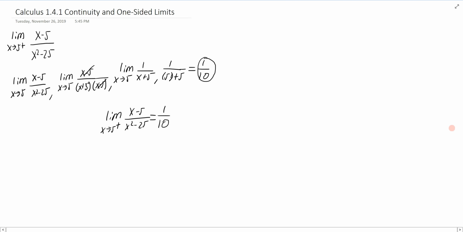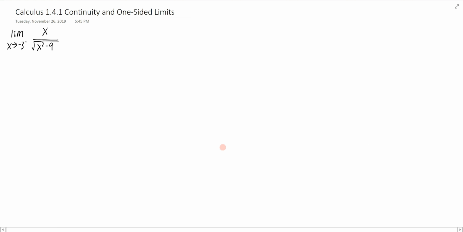Alright, so here we go with our next example. We're dealing with the limit as x goes to -3 from the left of x over the square root of x squared minus 9. Now, before we actually jump into this question, I want to provide just a quick little rough sketch of how a graph of this function would look. And so it looks something like this.